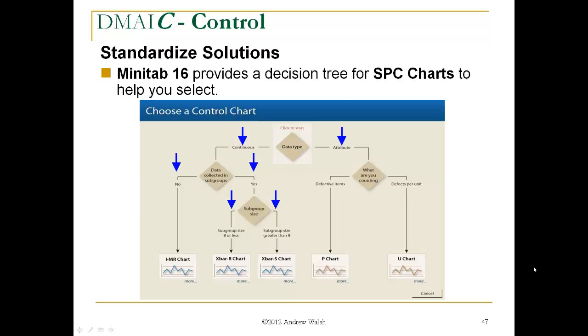And if it's larger than 8, you would use the X bar and S chart. If you're collecting attribute data and you're looking at defects per unit, use the U chart. If you're looking at defective items, use the P chart.